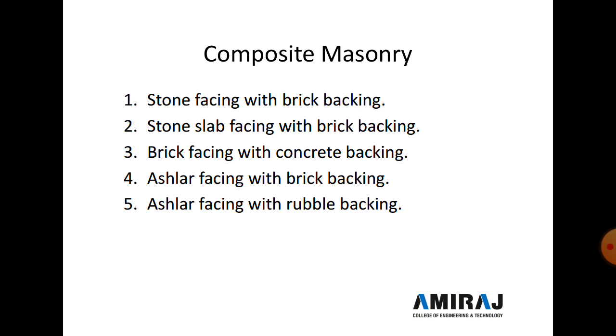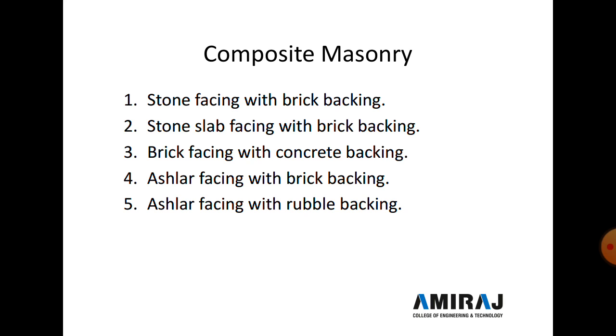Now here composite masonry is divided into five main parts. These are the five different types of composite masonry constructed. First one is stone facing with brick backing. Second one is slab facing with brick backing. Third one is brick facing with concrete backing. Fourth one is ashlar facing with brick backing, and fifth one is ashlar facing with rubble brick backing. Now one by one we discuss.